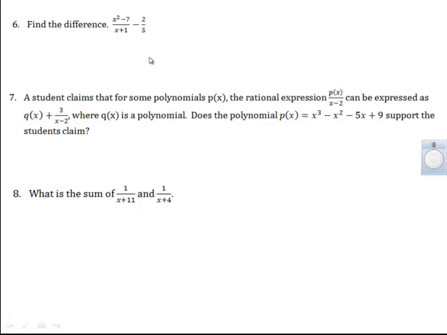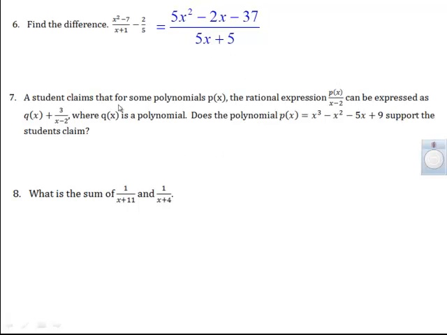All right, next it says find the difference. Here we have to come up with an LCD. So the LCD between 5 and x plus 1 is going to be 5 times x plus 1 because the two denominators are different. So that means we're going to multiply the top of this fraction by 5 and the top of this fraction over here by x plus 1. And then after you subtract, you should get this.